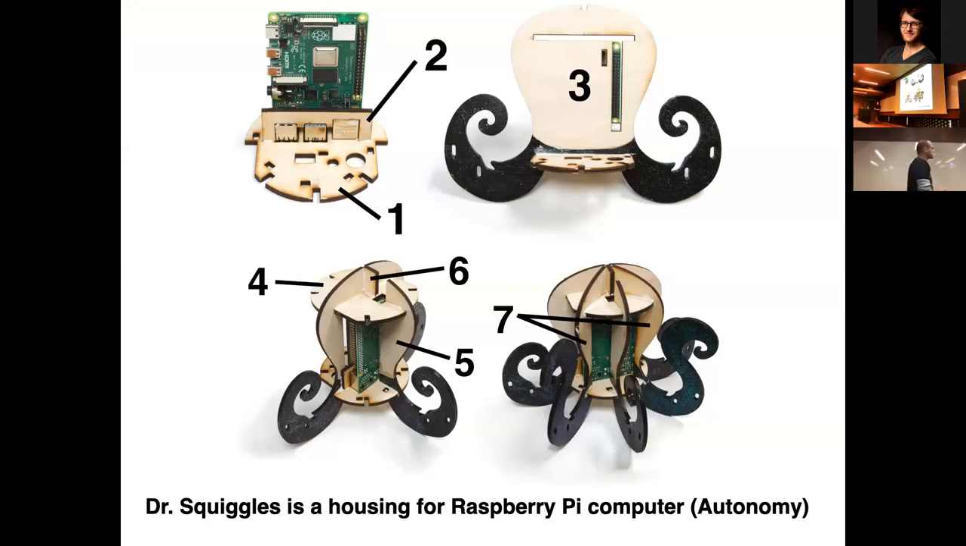These robots are really just a Raspberry Pi computer. So for the sake of this lecture, Dr. Squiggles is just a fancy housing for a small Linux computer. If that helps you think about it, whenever I talk about the robot, you can just think in your mind, I'm talking about a small computer. And this is important because later it's going to allow the robots to be fully autonomous. I'm not sure if I would say autonomy is a property of swarms, but I think autonomy is a prerequisite for swarms.